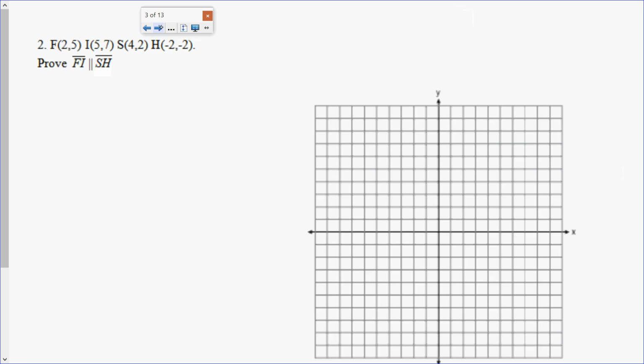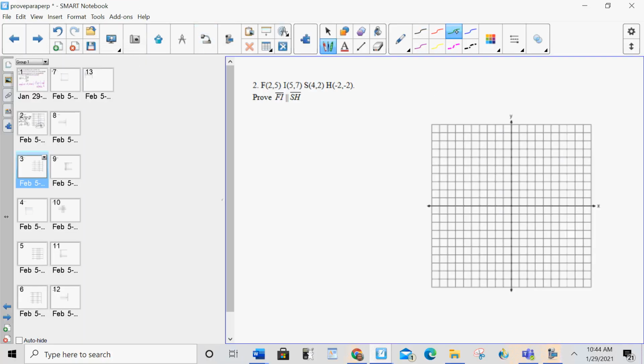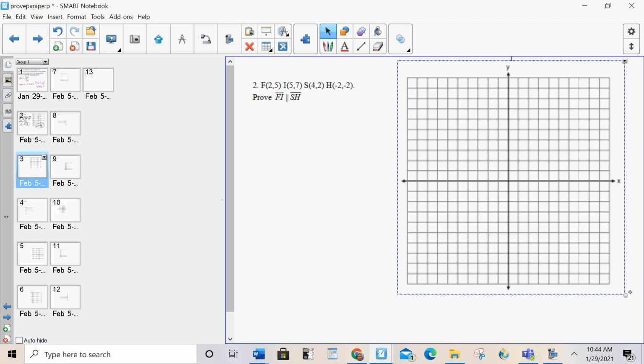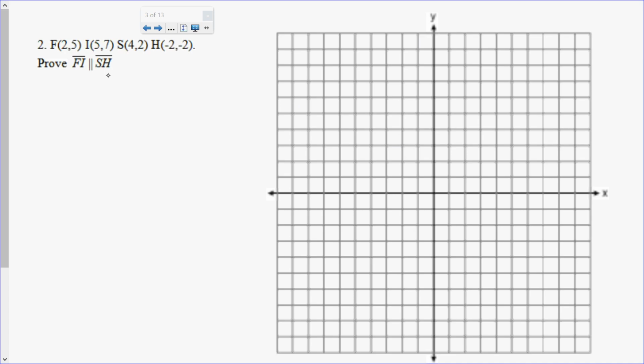Number 2, let's get another fun color to get on here. We can just go green. F is 2, 5. Let me make it bigger. F is 2, 5. I is 5, 7. S is 4, 2. H is negative 2, negative 2. It wants me to prove FI is parallel to SH.